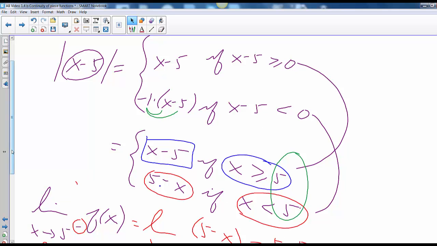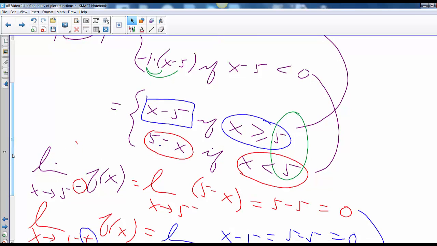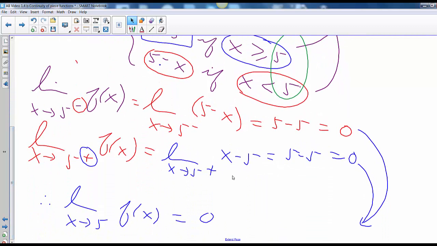When you're looking for the limit as x approaches 5 from the left, you'll use the bottom piece because that's where the x's are less than 5. So you'll use this piece here. Replace x by 5, you'll get 0. For the limit as x approaches 5 from the right, obviously the right of 5 are numbers bigger than 5, so you'll use the top piece, which is x minus 5. You'll also get 0. By looking at these two one-sided limits, you can conclude that the two-sided limit is equal to 0.